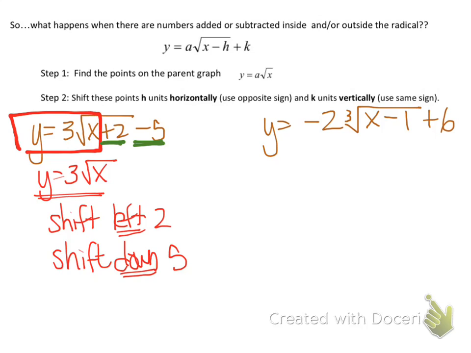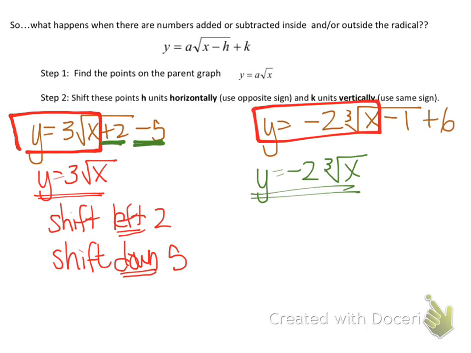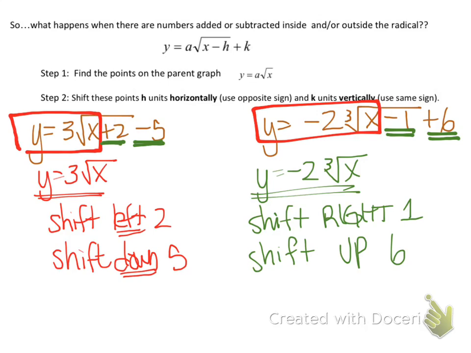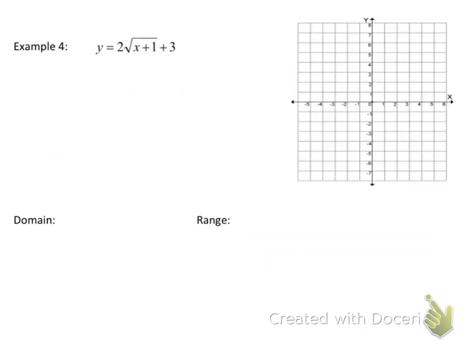Another example: if I have y equals -2 times the cube root of x minus 1, plus 6, my parent function is going to be y equals -2 times the cube root of x. And I'm going to make a t-chart with perfect cubes. And then I can shift that right 1 unit and up 6 units. So now let's take a look at some of these problems.